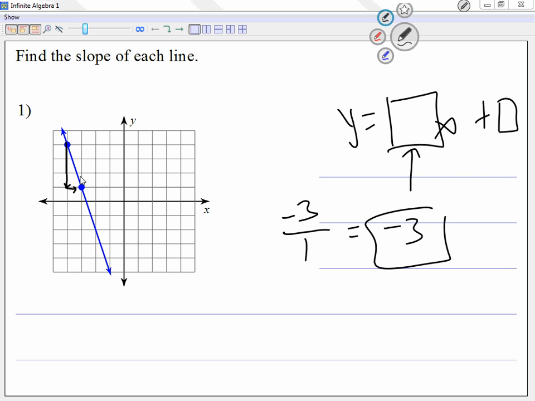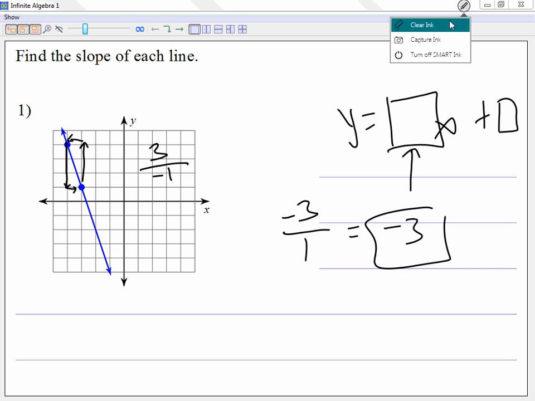Because if I was to start at this one, I would have gone up 3, so it would be positive 3, but then I have to go 1 to the left, so it's negative 1, and then 3 divided by negative 1, it's also negative 3. So you start at any point you want. Just remember the top number tells me up or down, and obviously how many spaces. The bottom number tells me right or left, and obviously how many spaces.